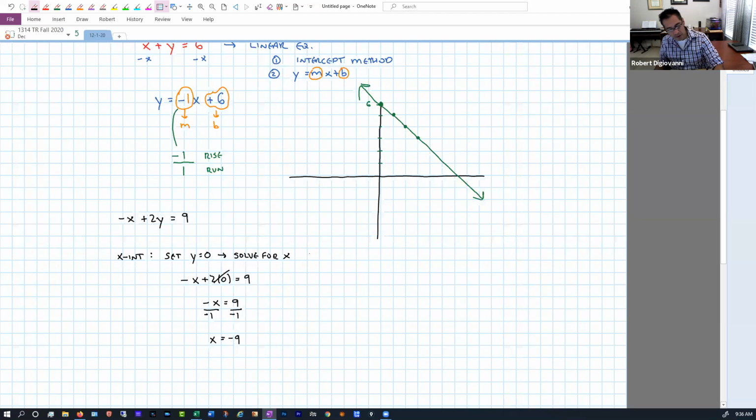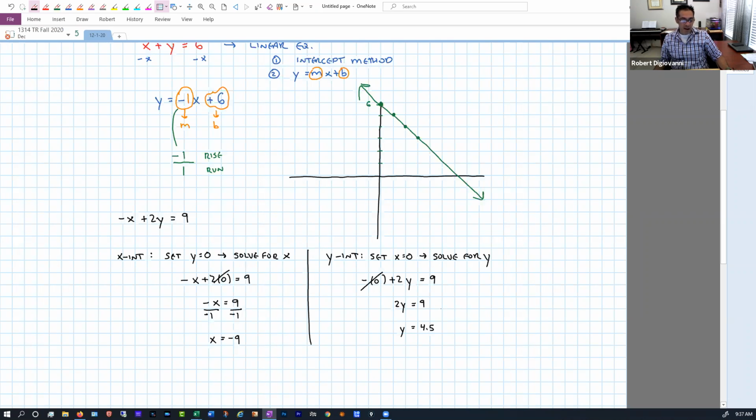And then I find my y-intercept, and to do the y-intercept, I set x equal to 0 and solve for y. If you go back and look at when we did this on the test, I let you choose. You could graph whichever way you wanted to. It didn't matter which method you used. So if I plug in 0 for x, it goes away. I get 2y equals 9. And if I divide both sides by 2, I get 4.5.